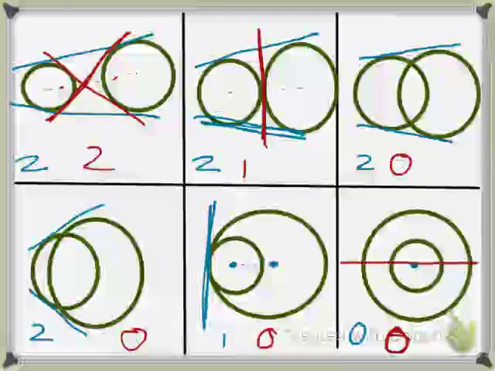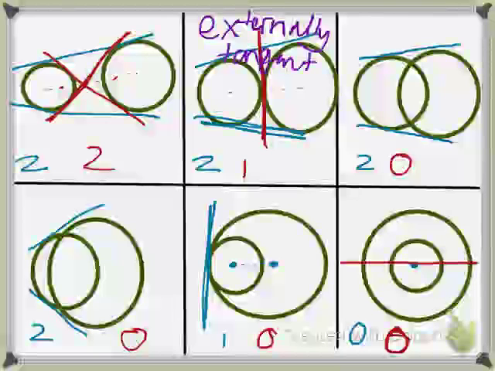Okay, so we talked about what it means for circles to be tangent to each other. If 2 circles are tangent to each other, what does that mean? They touch in one spot. So if I want them to be externally tangent, what would that look like? Which one of these? The middle on the top. They are tangent to each other, and they are outside of each other. So they'd be externally tangent.